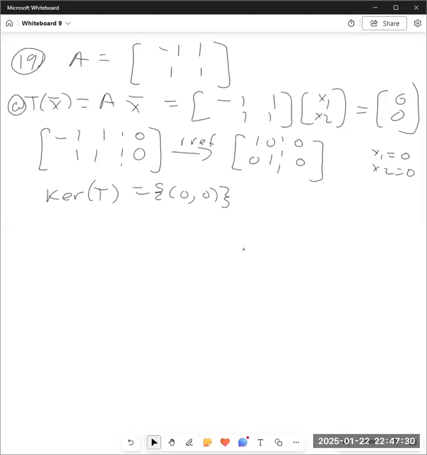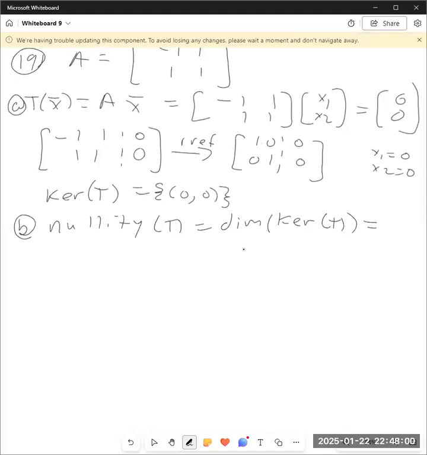The nullity, part B, is going to be the dimension. Nullity is equal to the dim of the kernel of T. Basically, the question there is how many parameters does it have, like t and s and so on. So there's 0 parameters there, so it has dimension 0. So the nullity is 0.